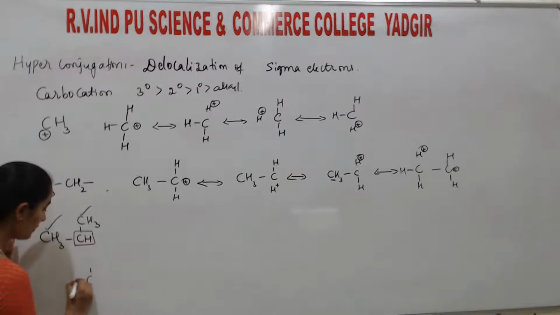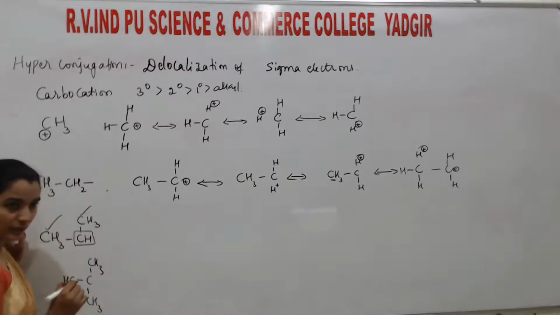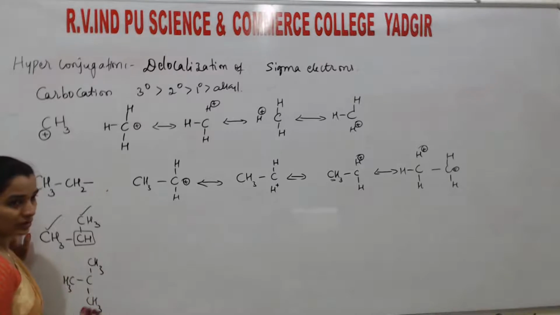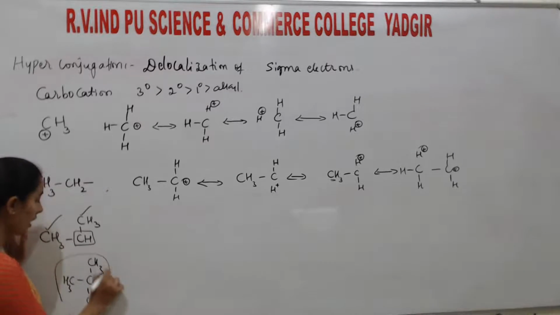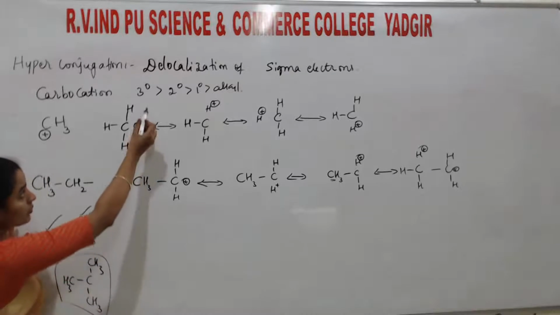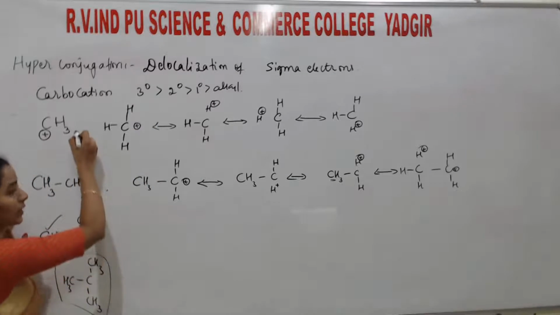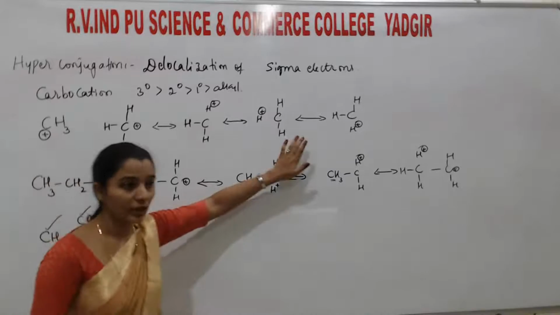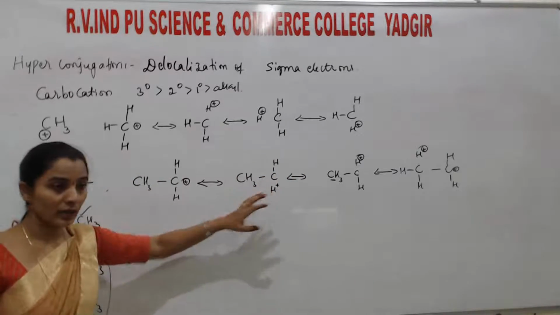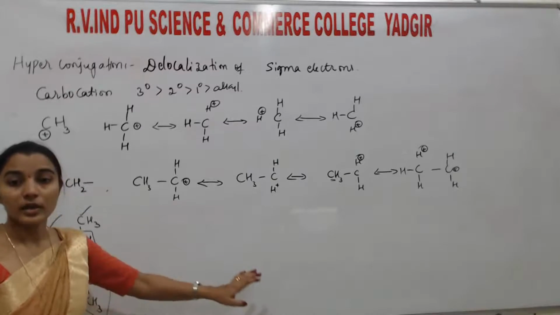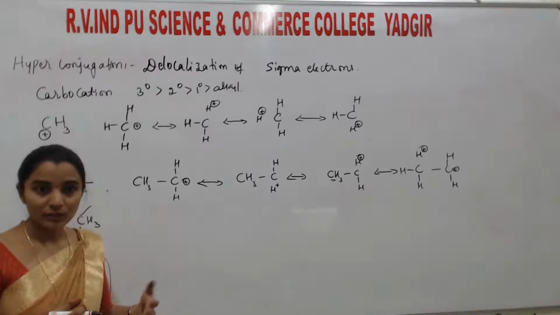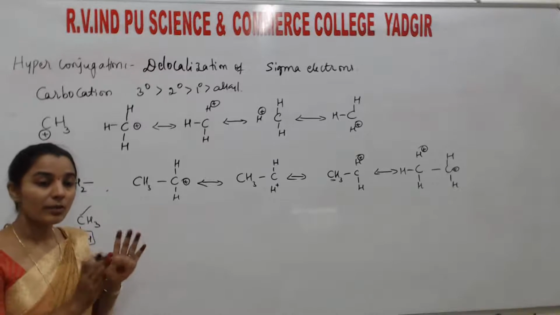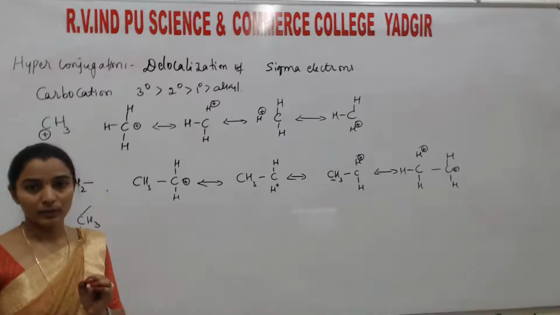If you take tertiary, it is like CH3, CH3, CH3. Here 3, 3, 3 makes 9 hydrogen atoms, so 9 resonating structures are there. That's why, because of the hyperconjugation effect, this tertiary is more stable than secondary, than primary, than alkyl, because alkyl carbon atoms have only 3 resonance structures. Here this one has 5, this one has 7, and this one has 9. So more resonating structures means highly stable; fewer resonating structures means less stable.